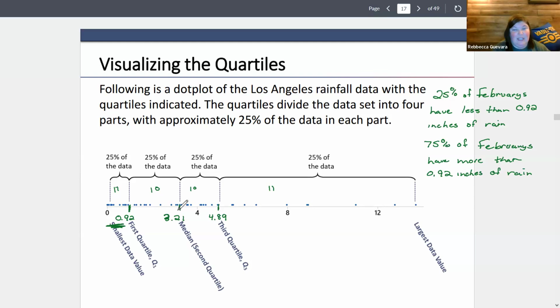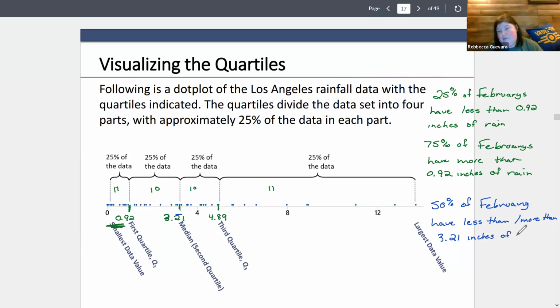So I've moved on to the median. That's a halfway point. So 50% of Februarys have less than, or it could be more than because it's a halfway point, 3.21 inches of rain. So it's giving us an idea of how much rain I expect to have. Like I said, about a quarter of the time, we have less than an inch of rain in February in Los Angeles. Half the time, we have 3.21 inches.